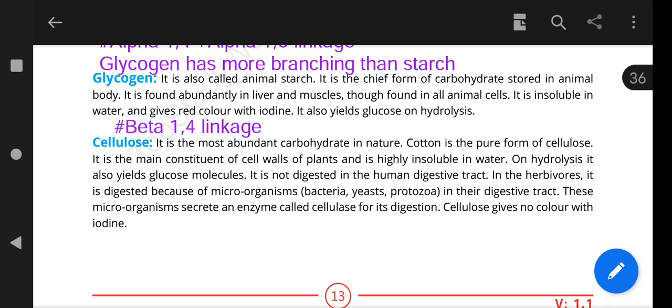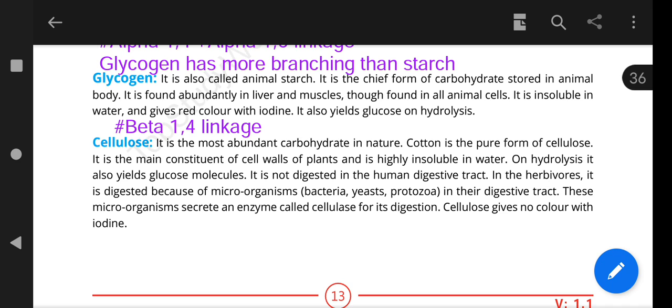Cellulose gives no color with iodine because it does not react with iodine, and the main linkage present in cellulose, that is a very important MCQ, is the beta 1,4 linkage. Beta means, as already mentioned, that if the OH is attached on the bottom side of the carbon, it is called beta. And alpha means if OH is attached on the top of the carbon of any carbohydrate in the ring form, it is called alpha, and if it is attached to the bottom, it will be beta 1,4 linkage.